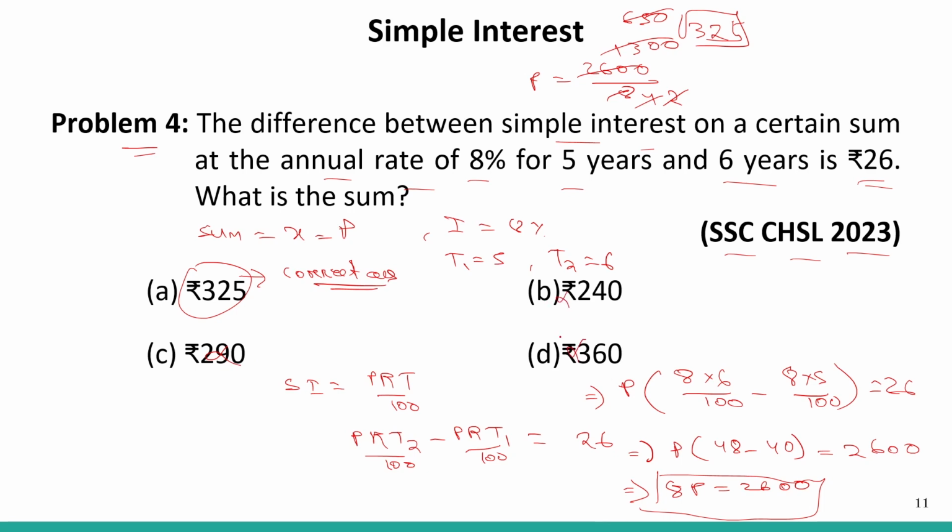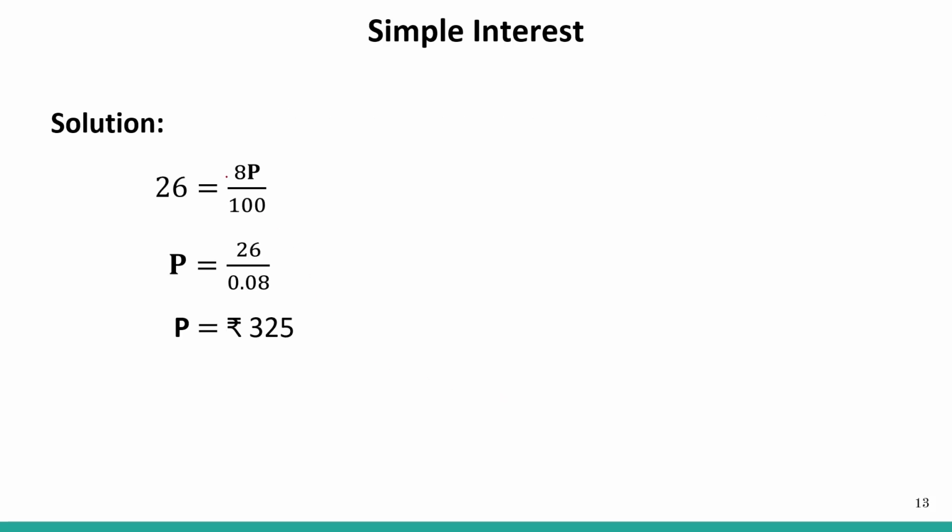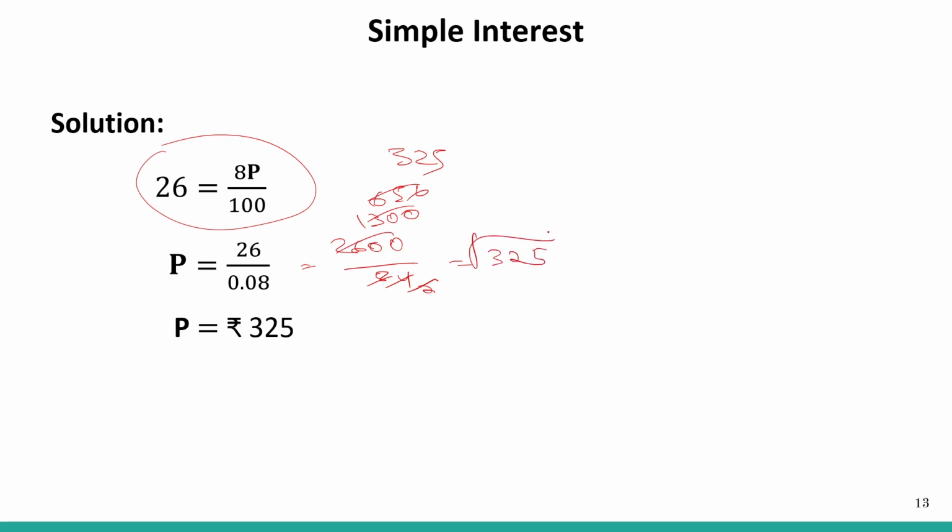Okay, so this was a simple problem. Okay, so let's go forward with the solution. So let the certain sum be P, so the difference between them is 26. So P into 8 by 100 into 6 minus P into 8 by 100 into 5 is equal to 26, which is given to us, right? So then solving it algebraically, what we are left with is P is equal to 26 by 0.08. This is nothing but 2600 by 8. So 1300 by 4, 650 by 2, so it is 325, the correct answer, right? So P is equal to 325.